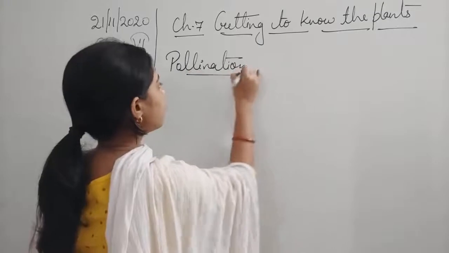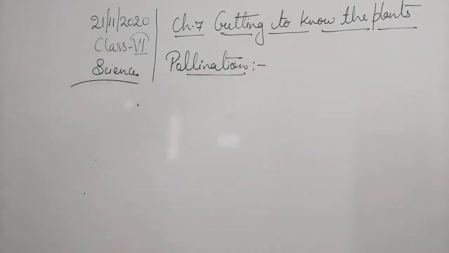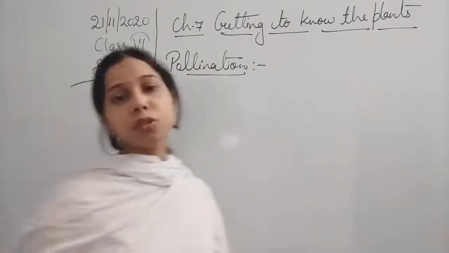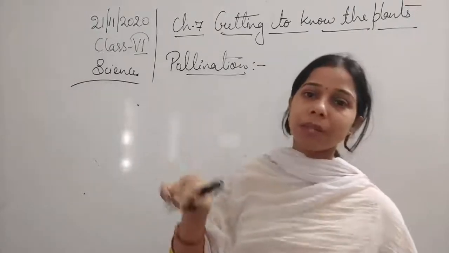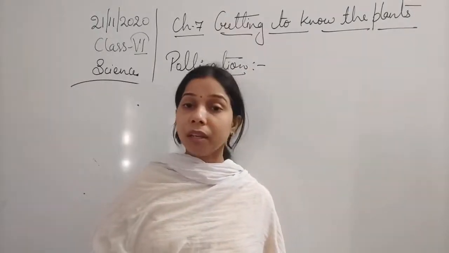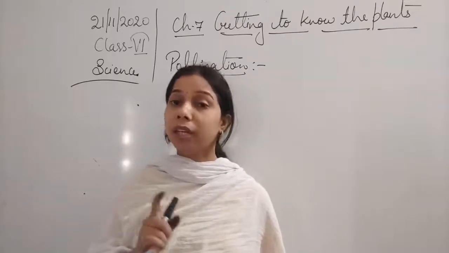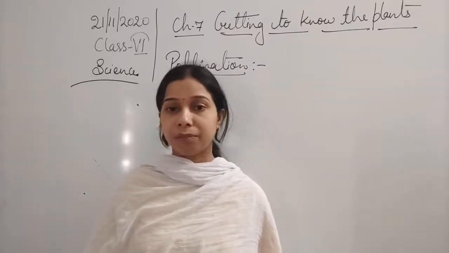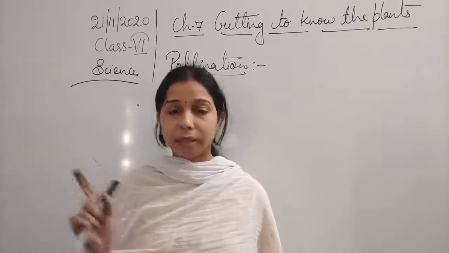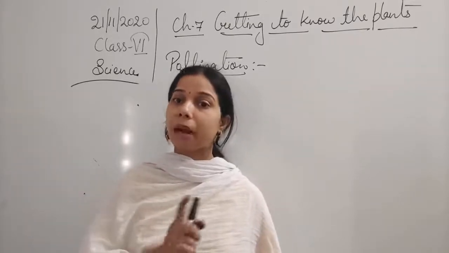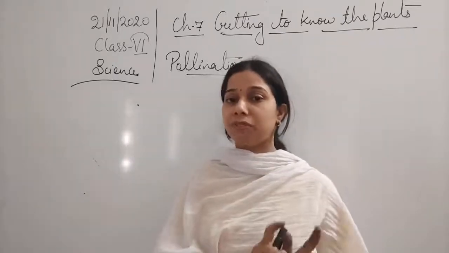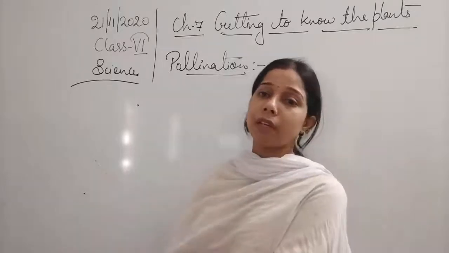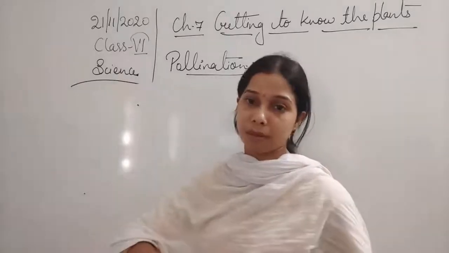Pollination. Now see here, students, what is pollination? It is a process. The name is pollination. The term pollination came from the pollen. So here the pollen should reach the ovary. Okay, pollen is present in the male part and the ovary is the part of the female. So this pollen should reach the female. Only then the process of fertilization and formation of a seed and fruit occur.